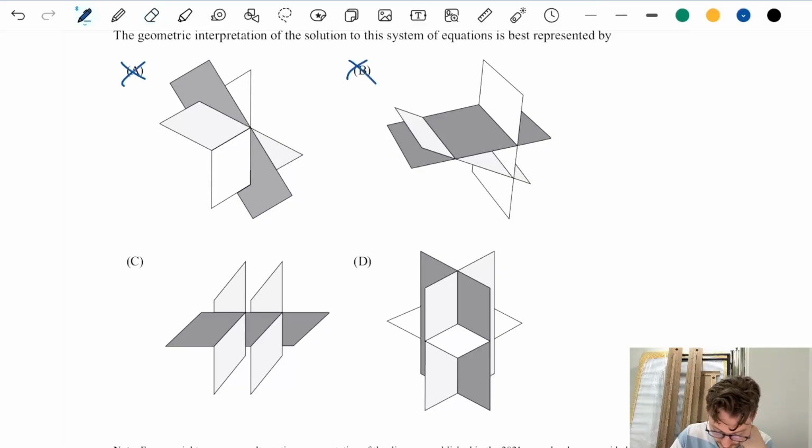Well, I just ruled out the first two. You can see this is all in one straight line. This straight line technically goes on forever. Infinite solutions. There's no solutions here in part C. So it's going to be D.